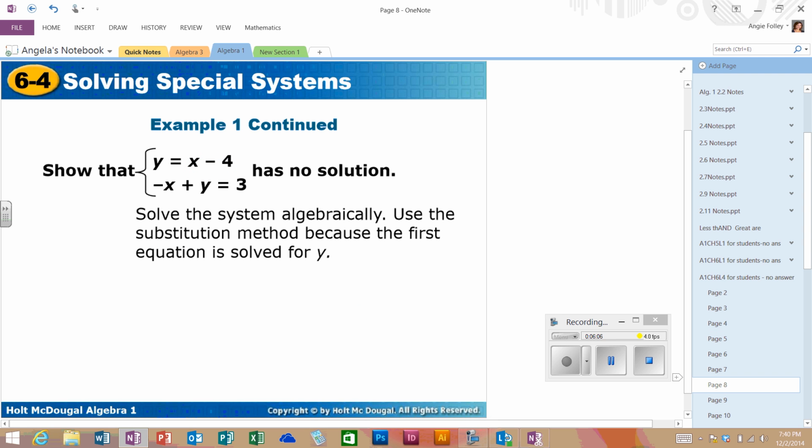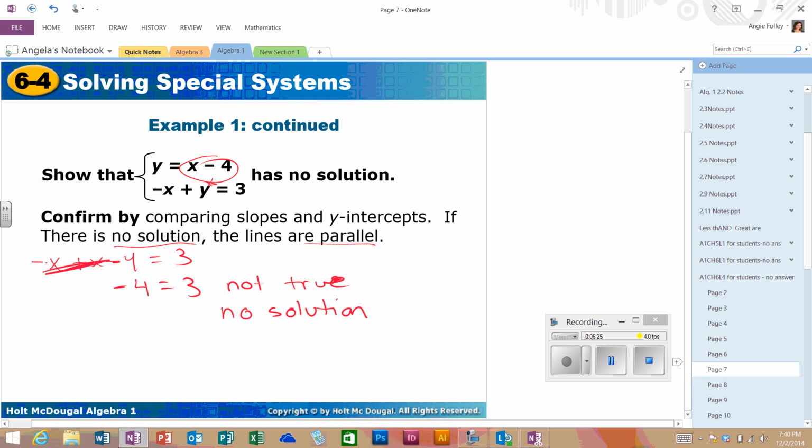Okay, on this next one, they want us to solve it by using the substitution method, because the first equation is already solved for y. So we're going to substitute this in. Actually, we're not going to substitute in because that's the example I just did on the last slide. I just must have rewritten it twice.